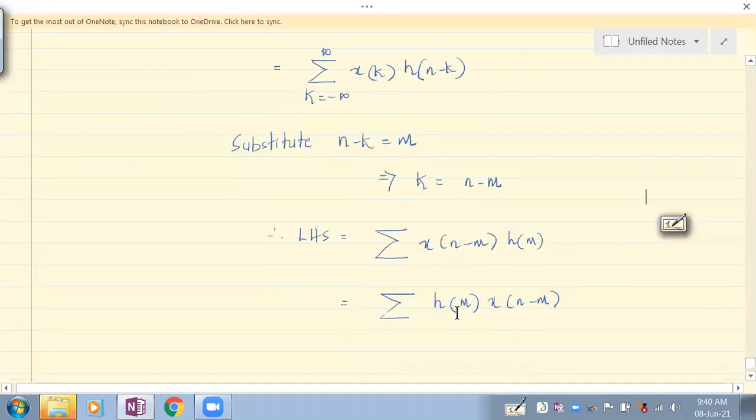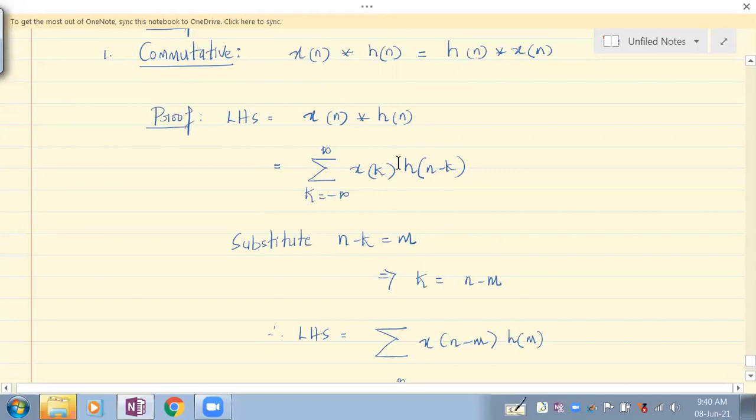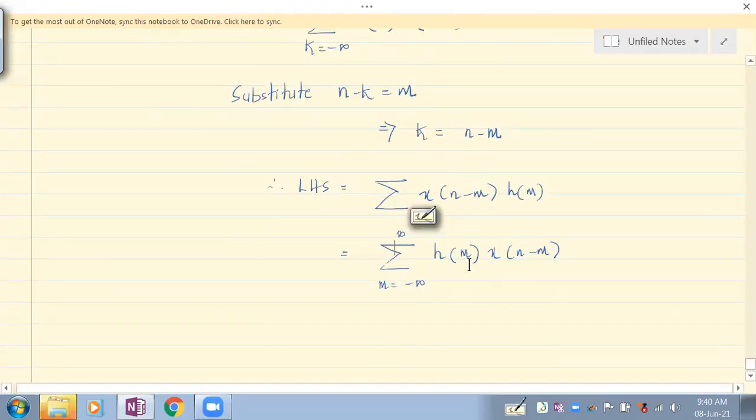Okay, this is the single variable that is there with one of the signals. Here m ranges from what? Minus infinity to plus infinity. Okay, whether it is k or m, it's the same. Here you have used k as the variable, here you have used m as the variable, running from minus infinity to plus infinity. Understand that?